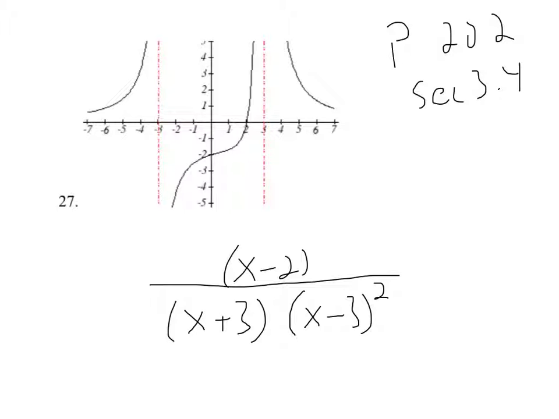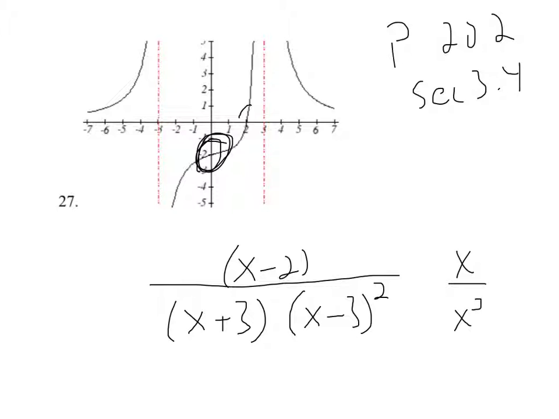And if I FOIL this all out, I'm going to get an x over an x cubed, so that tells me the horizontal asymptote will be at y equals 0, and that's what this graph is looking like. So that looks like I'm okay there. I don't have to do anything more about that. So the only thing I've got to worry about is the vertical intercept, the y-intercept of -2.